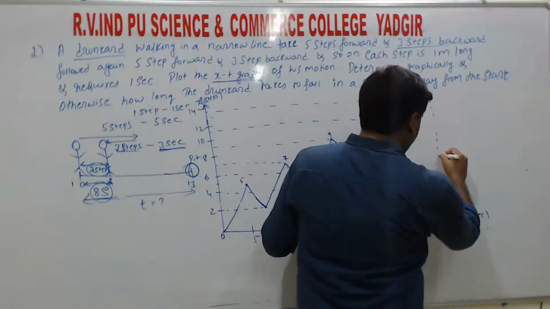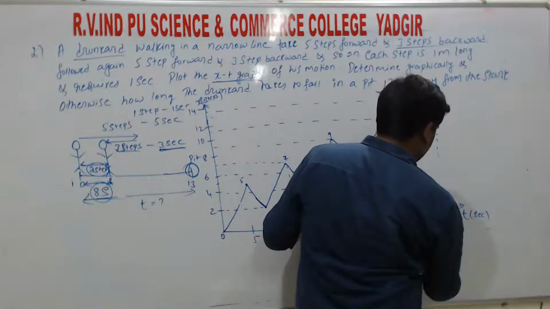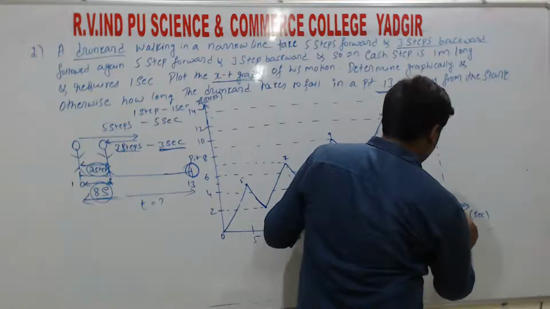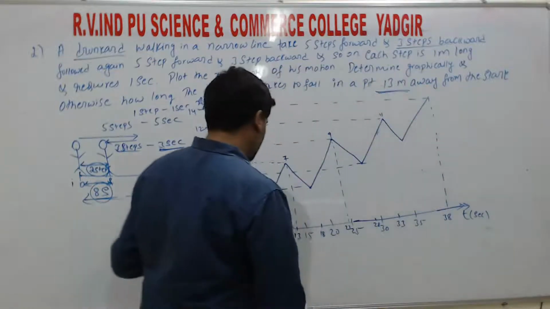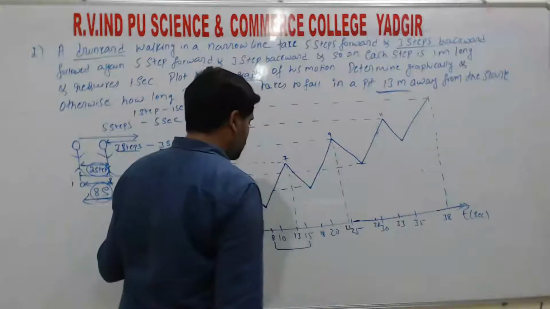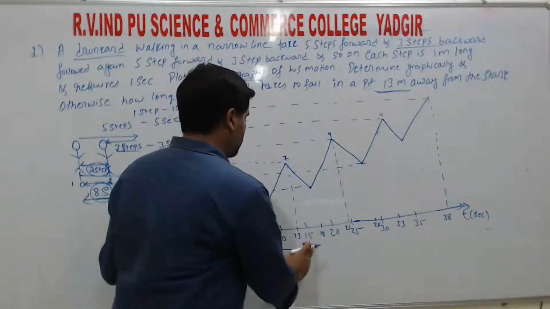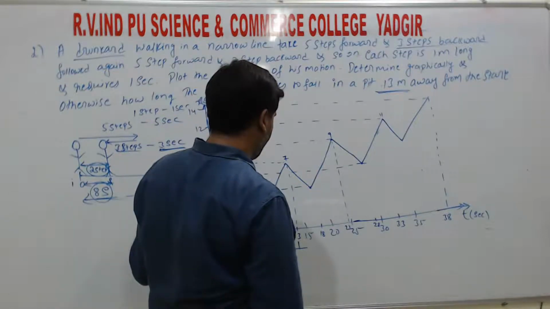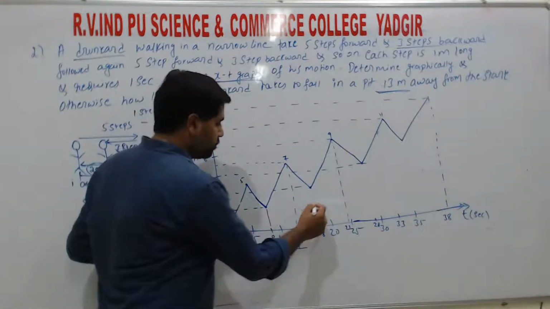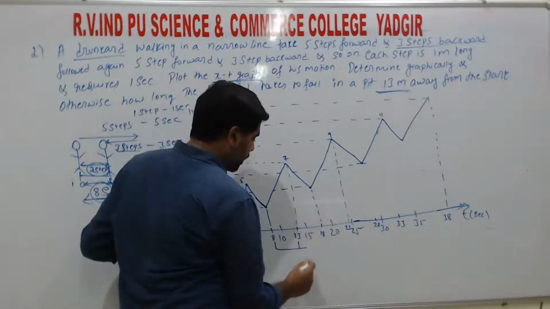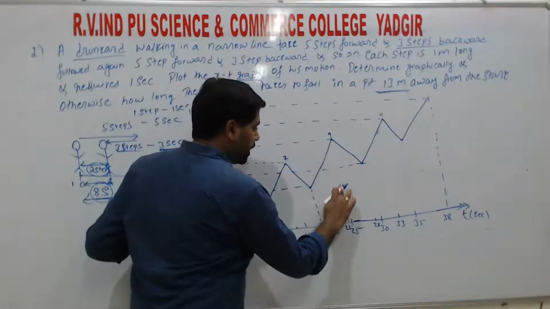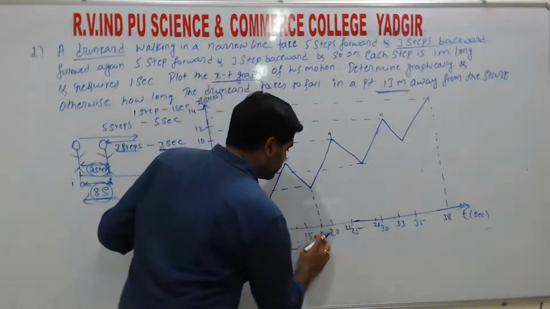So 33 plus 5, how much? So this will be 30. So here is 8. So here we get 8 plus 8, we do this one 30. Directly we can take total net displacement 2, right?